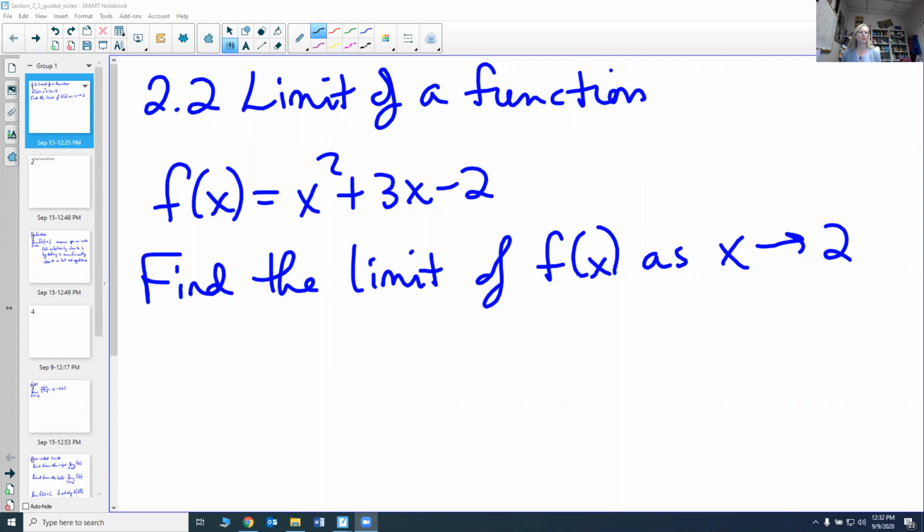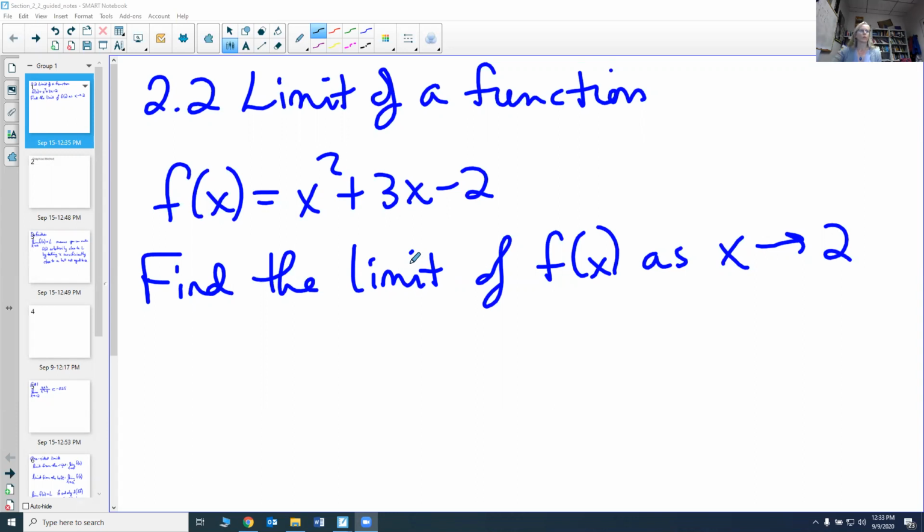But before we start doing that, I just want to mention a limit is just where the function values head as x heads to some number. In other words, what we want to know here is what y values are we getting from this as x is heading towards 2. Sometimes it's fairly easy to find, sometimes it's a little work.